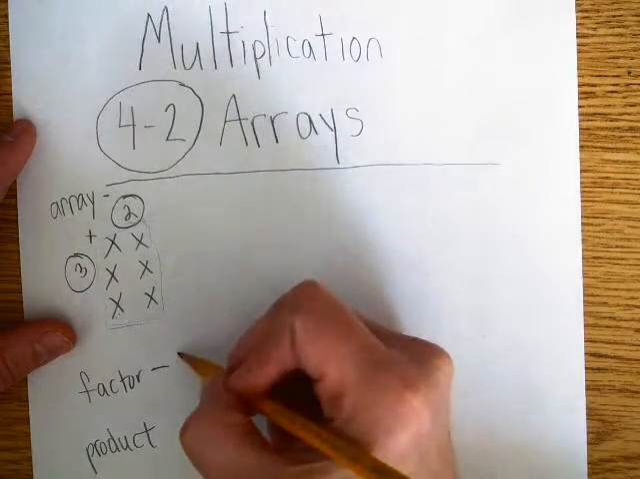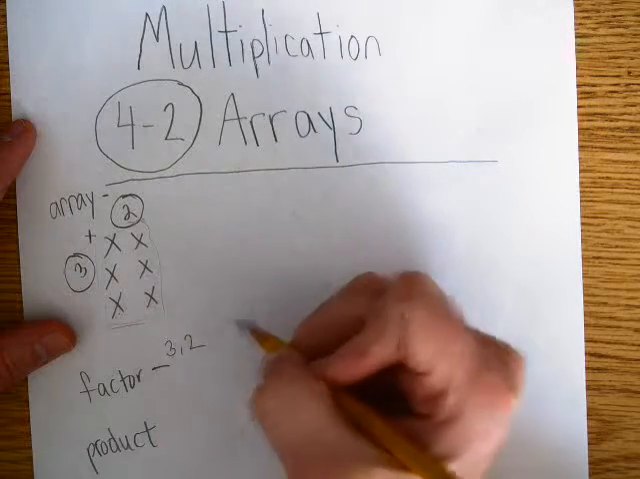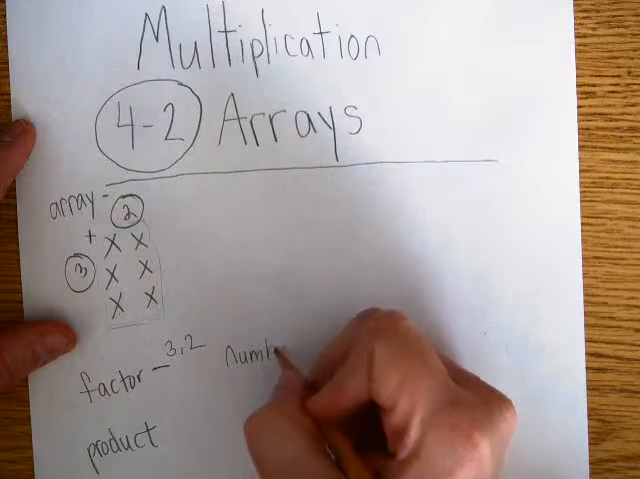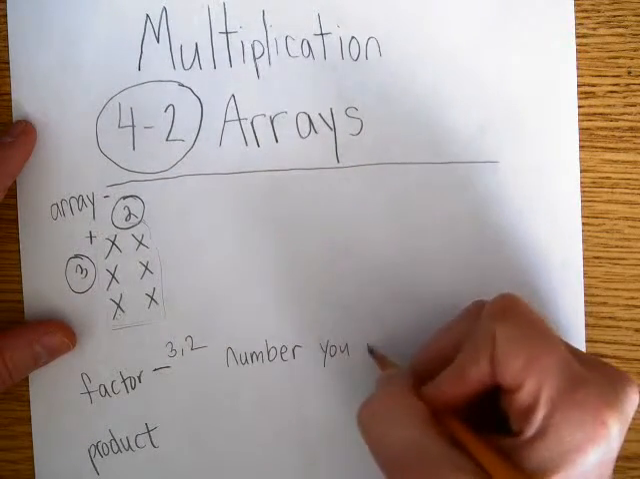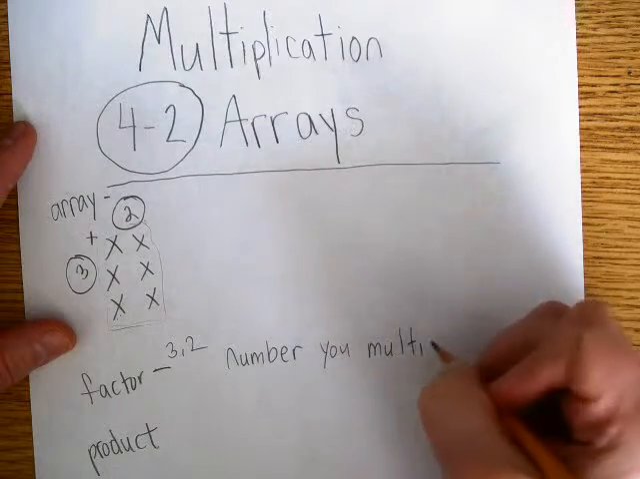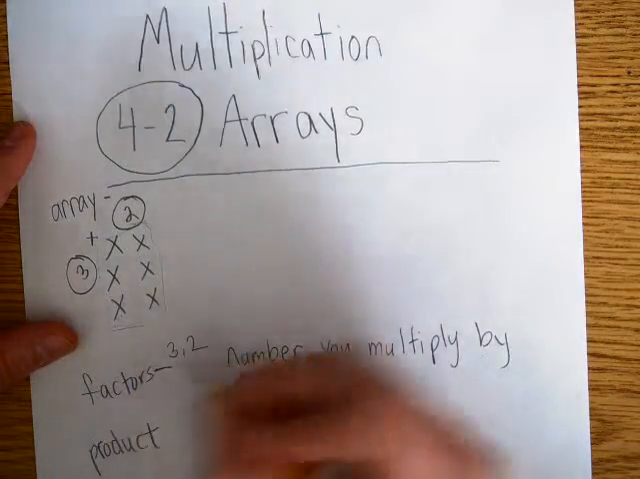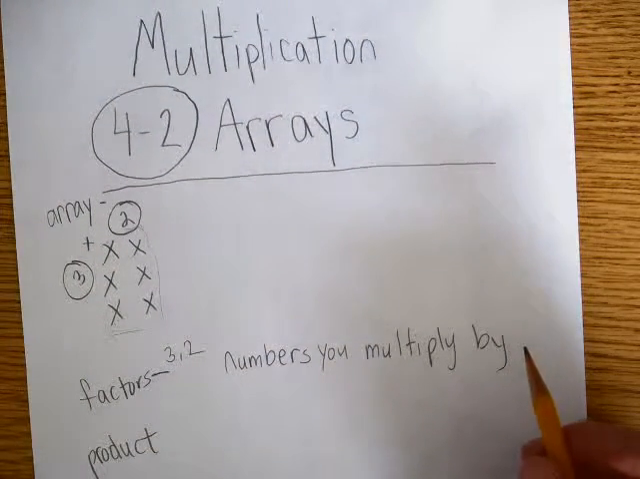So one factor would be 3, and another factor would be 2. A factor is the number you multiply by. Those are factors. We'll just write factors and then we'll write numbers you multiply. Numbers you multiply together.